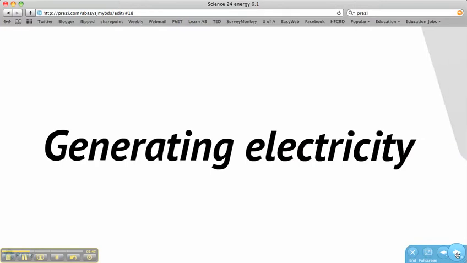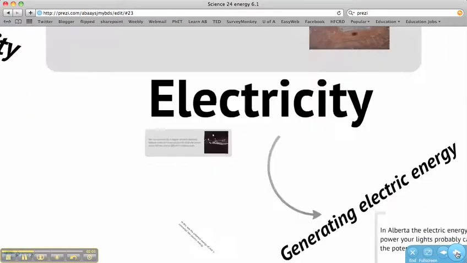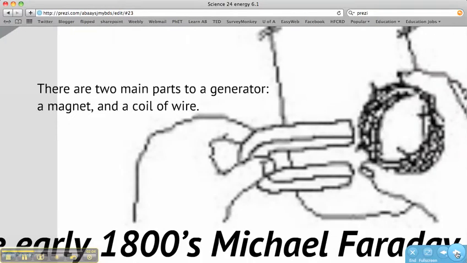Now, we're going to talk a little bit about generating electric energy. So there's a picture of a generator. It is one device which produces electricity. We've already talked about solar panels, which convert our solar energy into electric energy, so this is just another way of getting it there. So there are two main parts to a generator, the magnet and the coil of wire.